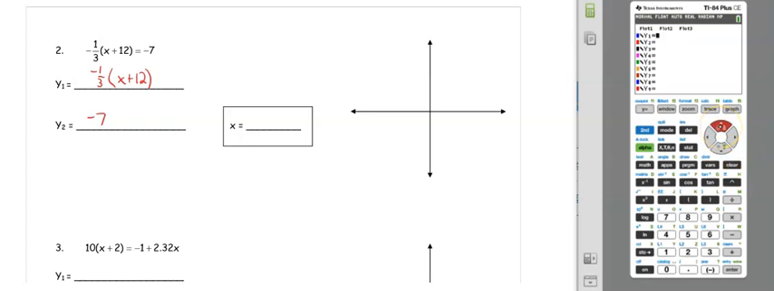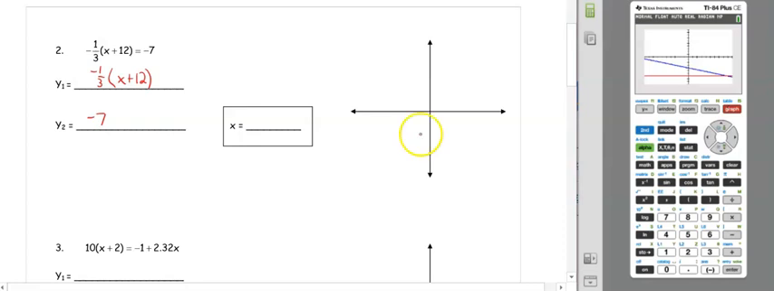So y1 has a fraction, so we're going to put parentheses around it. So parenthesis -1 divided by 3, close parenthesis x plus 12, close parenthesis. Y2 is going to be -7. Once we have those equations in, we don't need to check our window because we didn't touch the window. So we just hit graph, and we see our graph here.